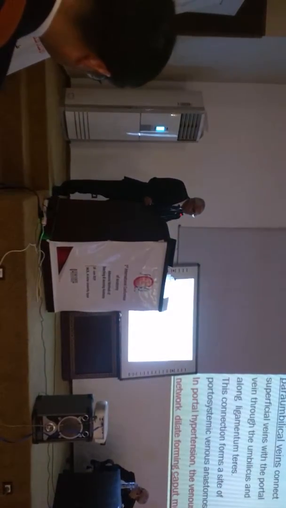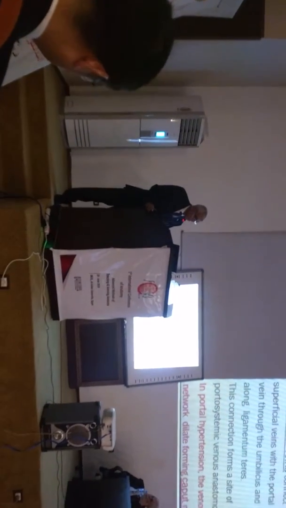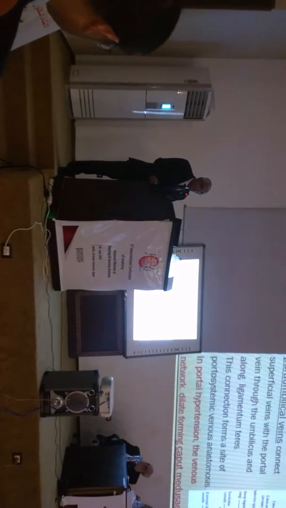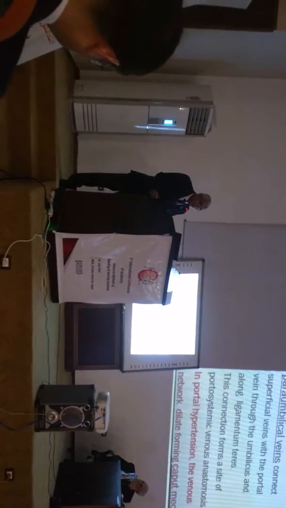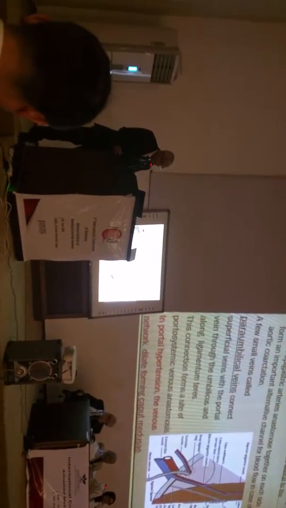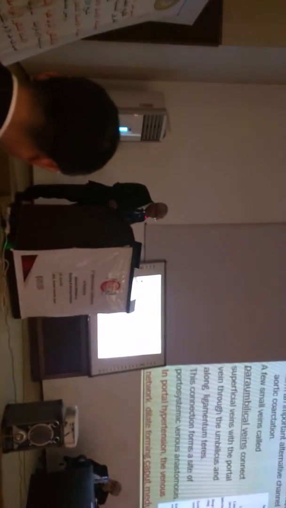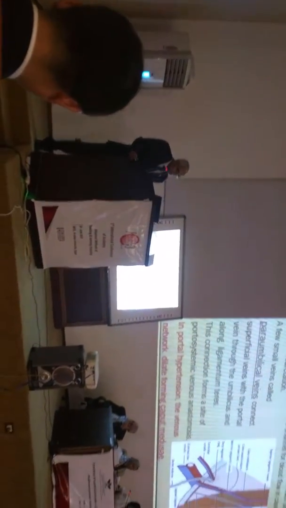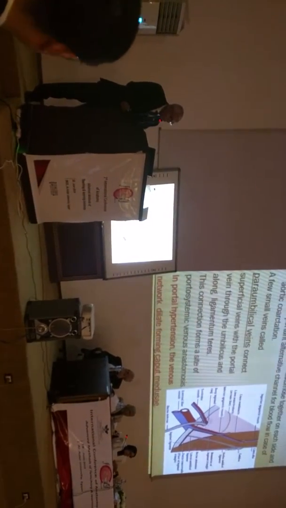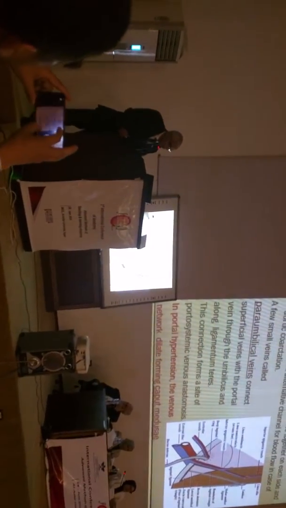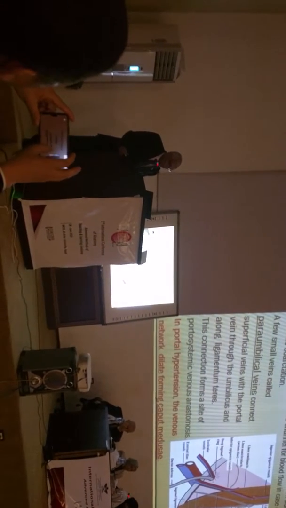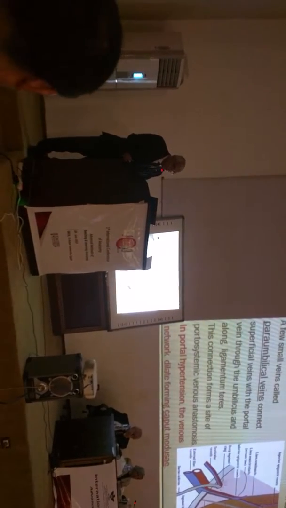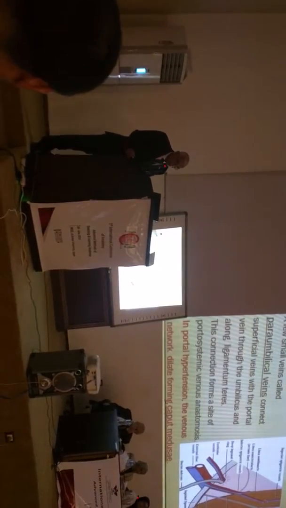Blood supply. The umbilicus is supplied by branches of the superior and inferior epigastric vessels. These vessels lie lateral to the umbilicus. The 2 epigastric vessels anastomose together, forming an important alternative way for the blood in cases of aortic calcification. A few small veins called paraumbilical veins connect the superficial veins with the portal vein through the umbilicus and along the ligamentum teres. These connections form an important site for portosystemic anastomosis.